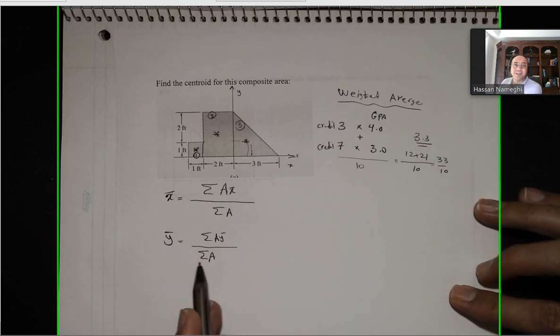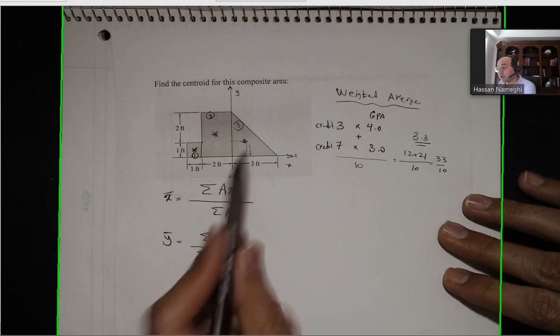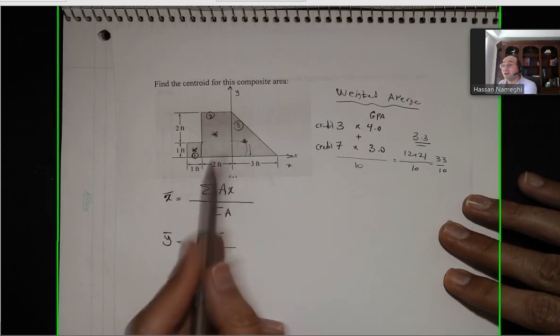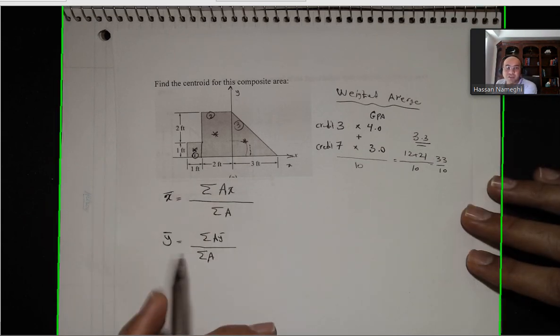Again, what I'm writing here is too much work. Why is it too much work? Because I need to find x bar for each of them, the y bar for each of them, and the area for each of them. I'm going to lose my work. So what will be the solution? The solution is a table.